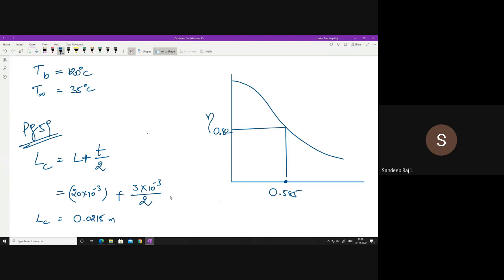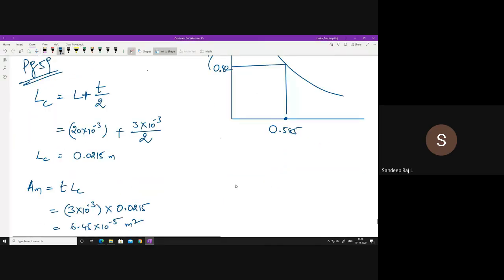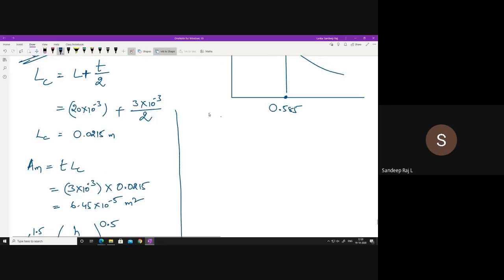That is how you get the efficiency. What is the use of getting this efficiency? I will write it here. From the graph, the efficiency is 0.82. That's what you got.